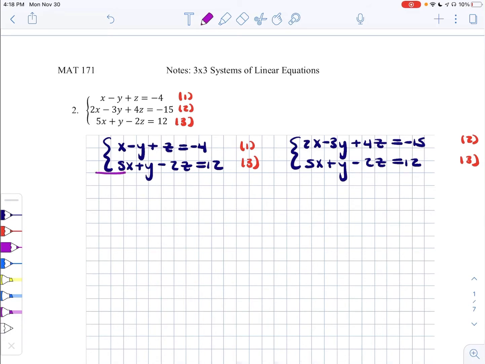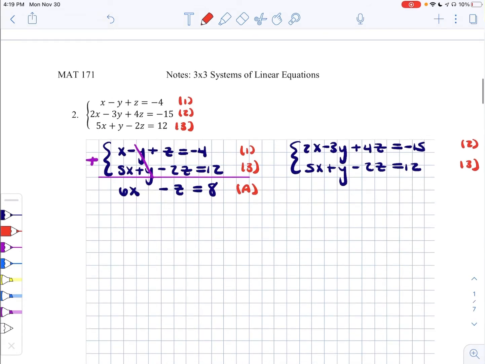All right, so in our first pair over here, the whole point of putting 1 and 3 together was that the y's just eliminate right off the bat, so that's easy. And then if we add these two equations together, we'll end up with 6x minus z is equal to 8. Okay, I'm going to go ahead and call that my equation A. All right, so we're going to leave that for a second. We're going to go over to our second pair with 2 and 3.